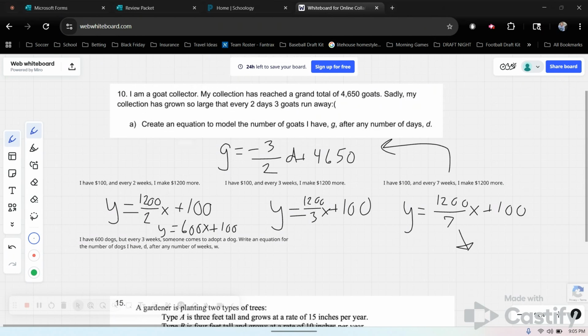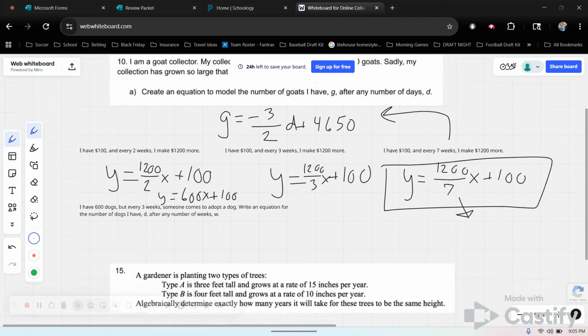But the reality is, this can still be our model where it's helping us ballpark the amount of money I have after however many weeks. That, or I get paid every 7 weeks for some reason and I make 1,200 bucks, whatever. For the last one, this is kind of again like your challenge check.